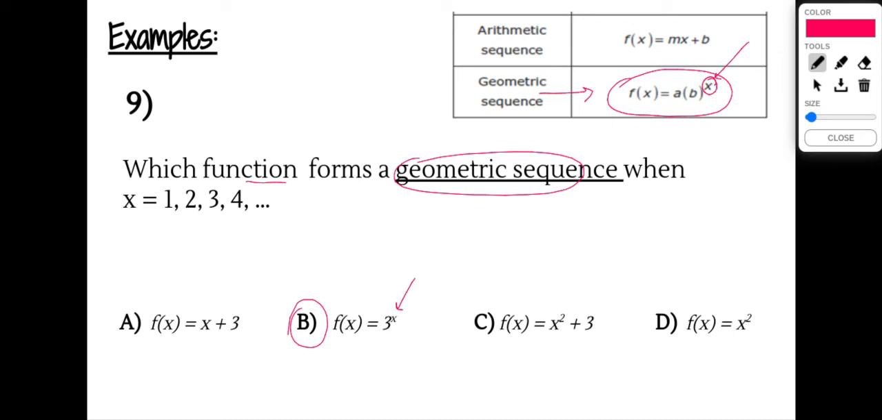Now, if you were to plug in x is 1, x is 2, x is 3, and 4 for the x in this function, it's going to give you a sequence of numbers that is geometric. But you wouldn't even need to do that. You could just use the formula sheet.